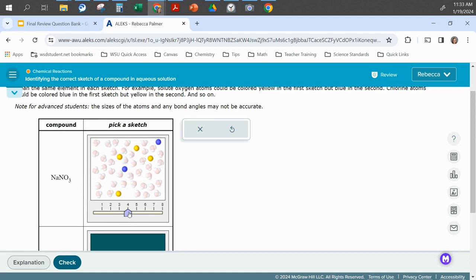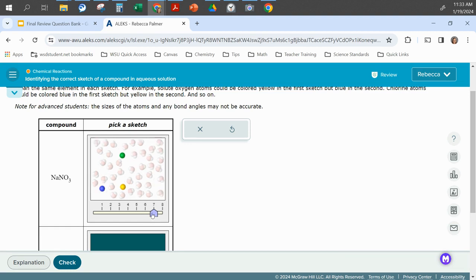Okay, that's wrong. We only have 2 elements. This is wrong. We only have 2 elements. Okay, this is looking pretty good. We have something that looks like nitrogen with 3 oxygens, and it's broken apart from sodium, so metal and then polyatomic ion, and we have a 1 to 1 ratio. So that looks pretty good.